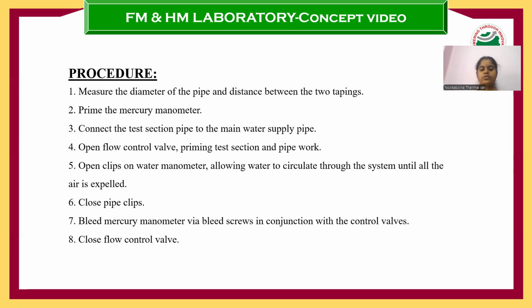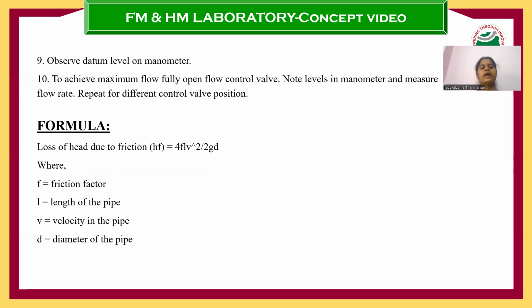Next we have to open the clips on the water manometer, allowing water to circulate through the system until all the air is expelled. And next we have to close the pipe clips. Bleed the mercury manometer via bleed screws in conjunction with the control valves. Close the flow control valve and observe the bottom level on the manometer. To achieve maximum flow, fully open the flow control valve. Note the levels in the manometer and measure the flow rate. Repeat for different control valve positions.